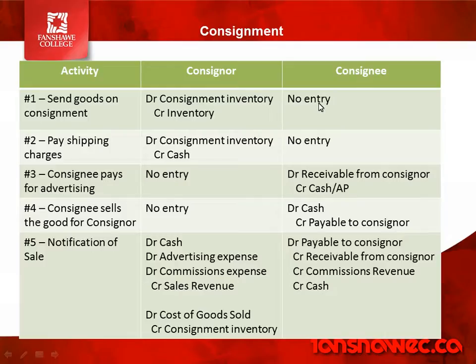Number 2, when the store in London pays shipping to get the bikes out to Vancouver, we already mentioned that we're going to capitalize that cost into the cost of the inventory. So the consignor, which is the store in London, is going to debit consignment inventory and credit cash. That's going to capitalize the cost of those shipping charges. But if you look, the consignee does no entry.